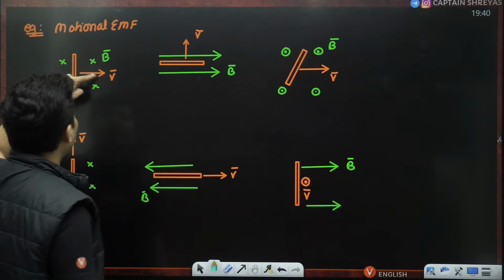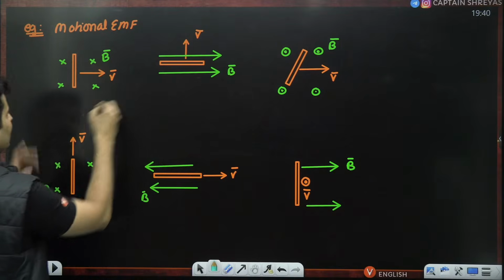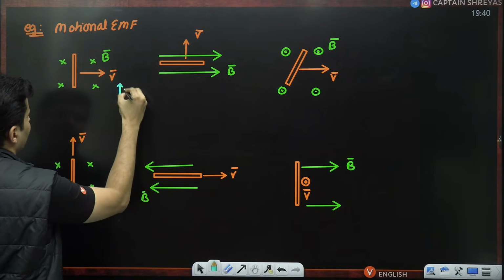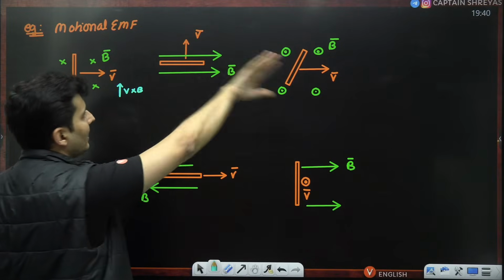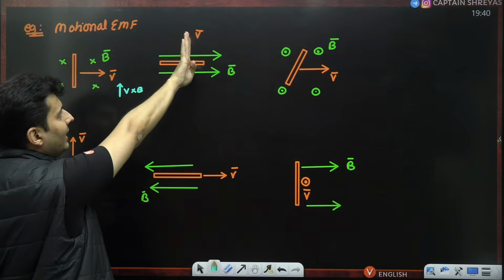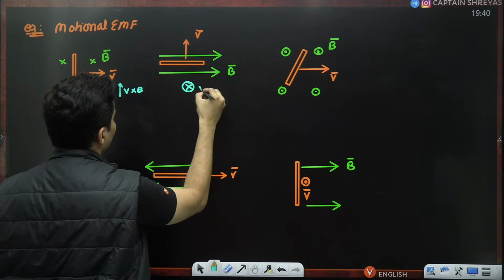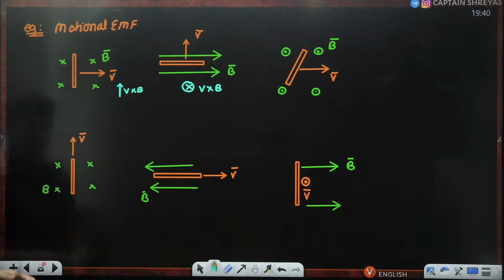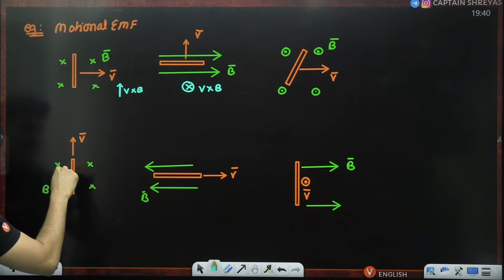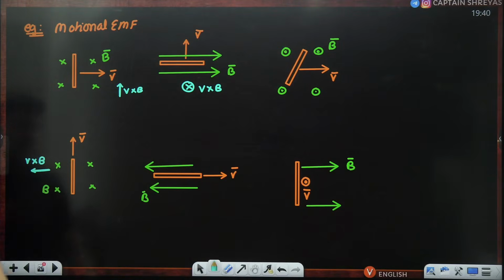Okay, V is here, magnetic field is inside, so this is the direction of V cross B. Here, velocity is here, magnetic field is towards your right, V cross B is going inside the plane of the board. Here, velocity is up, magnetic field is inside, V cross B is going towards the left hand side.